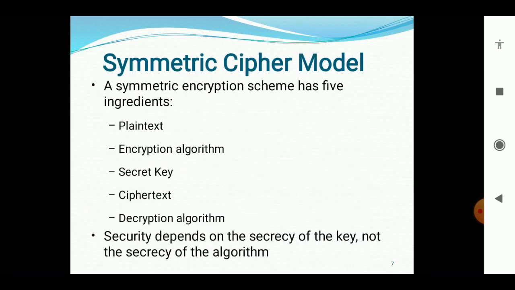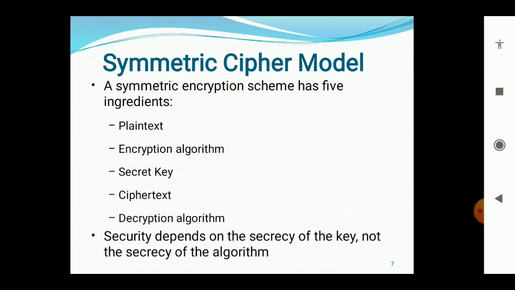The symmetric cipher model has five ingredients. These five things are very important when considering symmetric keys. First, plain text: this is the original intelligible message or data that is fed into the algorithm as input. Second is the encryption algorithm. The encryption algorithm performs various substitutions and transformations on the plain text.